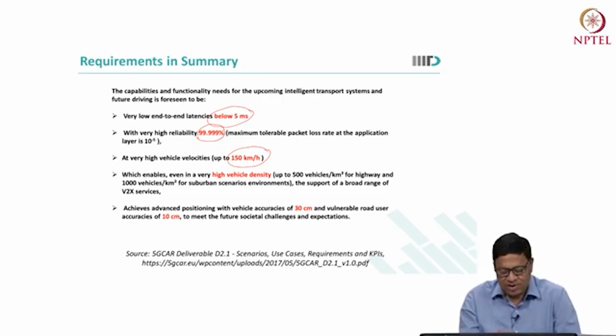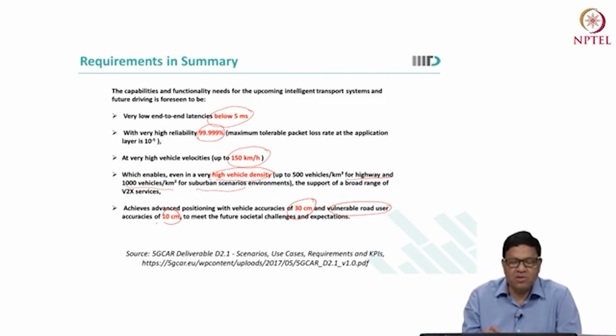And your solution should work for high vehicular density, which is 500 vehicles per square kilometer on highway, or 1000 vehicles per square kilometer for suburban applications, to support a wide range of V2X services. And also you require positioning. You should be able to position the vehicles around you to an accuracy of about 30 centimeters. And when it comes to a vulnerable road user, it should be of the order of 10 centimeters. So the positioning accuracy requirement is of the order of a few tens of centimeters. So these are the broad summaries of what is required for V2X communication.